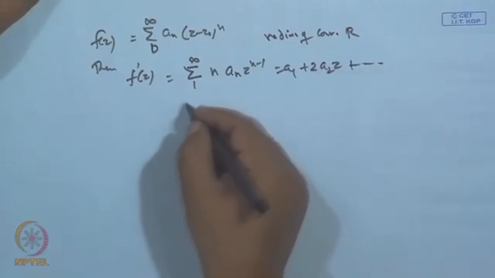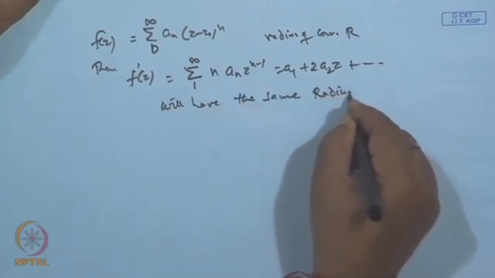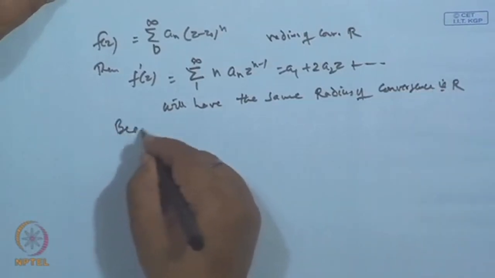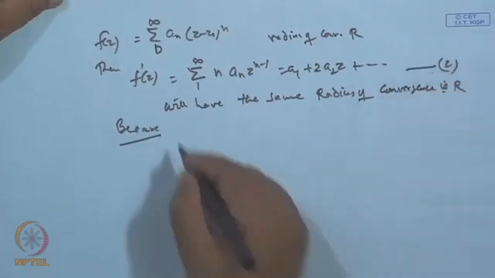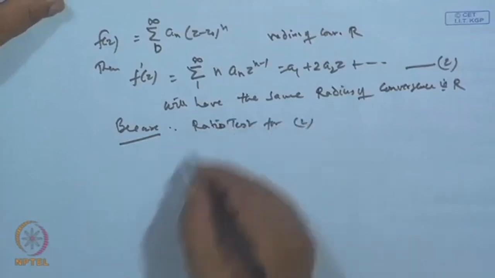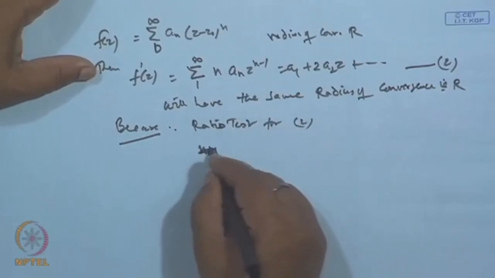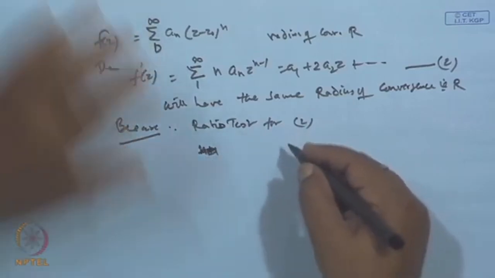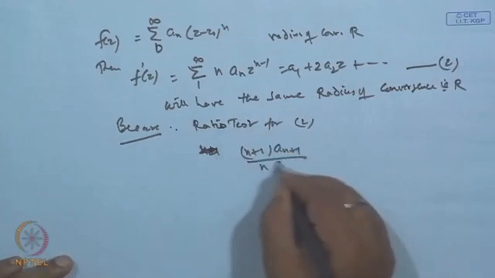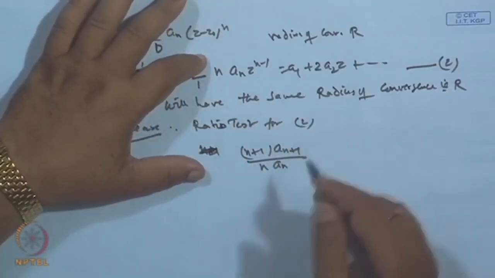This is also a power series, and it will have the same radius of convergence, that is R. The reason is that if we apply the ratio test to this power series, what happens? The ratio is (n plus 1) a(n plus 1) over n a n. This is our term, is it not? So we take the limit of this.